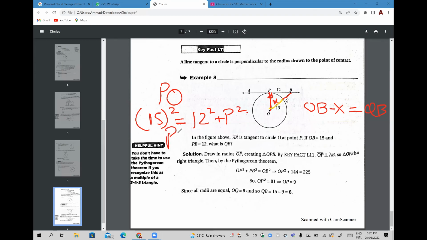So P square is 81. Root लिया तो P की value आ गई 9. If P is 9, तो OQ is, यानी जो X है वो भी 9 है. तो 15 minus 9 is the value of QB and 15 minus 9 is 6. And this is the answer.